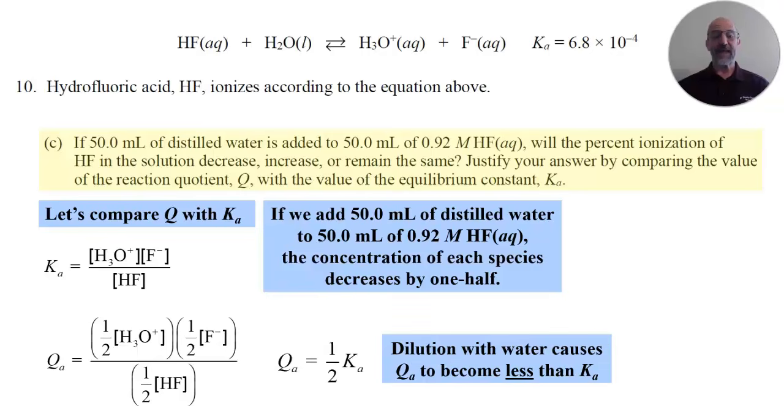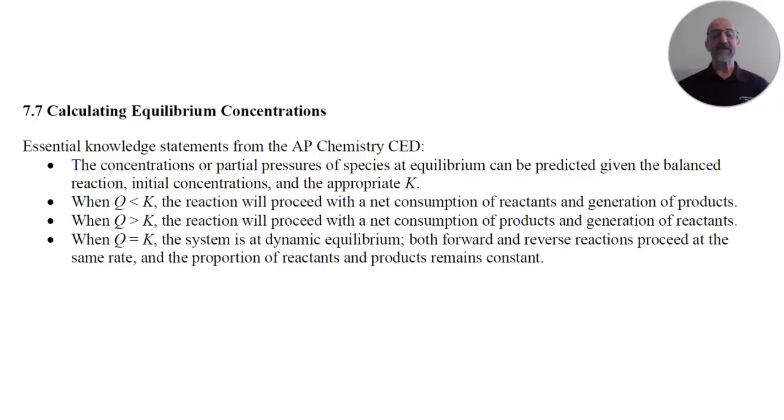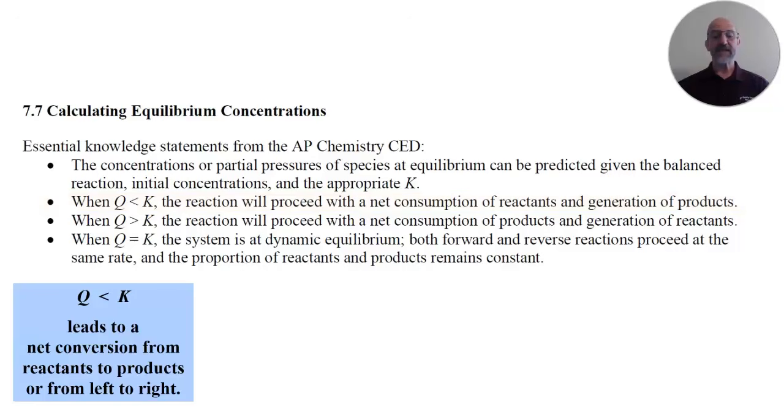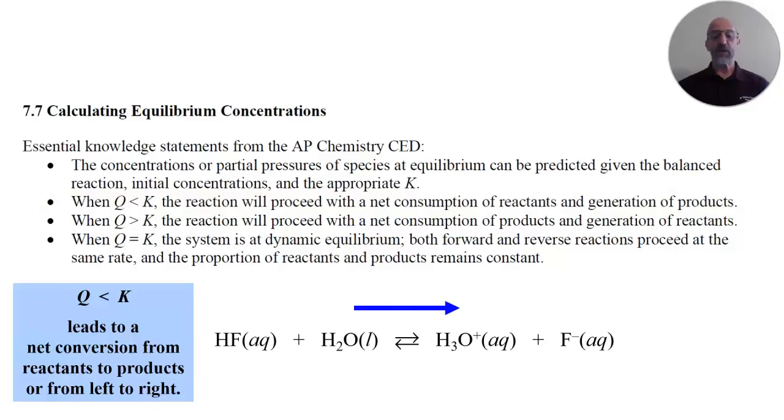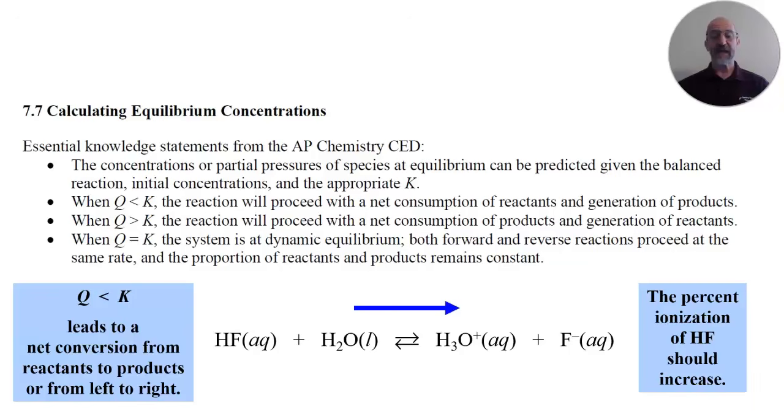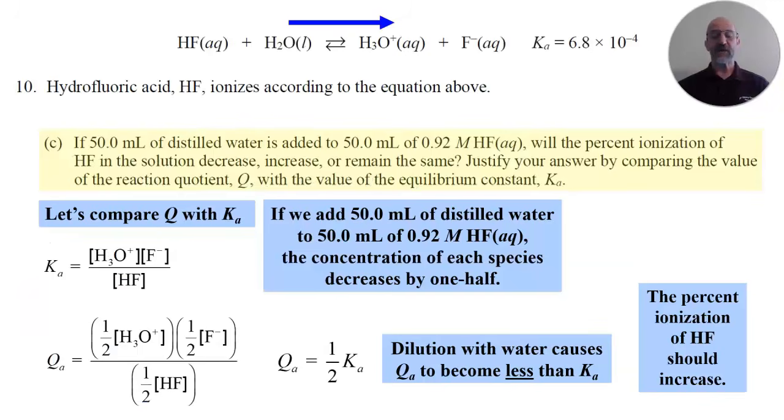So if Q is less than K, you may have to remember what you've learned in Unit 7. What happens when Q is less than K falls into topic 7.7, which I had presented in an earlier episode of AP Chemistry Review and Practice. So if Q is less than K, then there will be a net conversion from left to right, a net consumption of reactants and generation of products. So if Q is less than K, there is a conversion from left to right or from reactants to products. So I'm showing you an arrow indicating how the equilibrium position would shift if Q is less than K. And so the percent ionization of HF should increase.